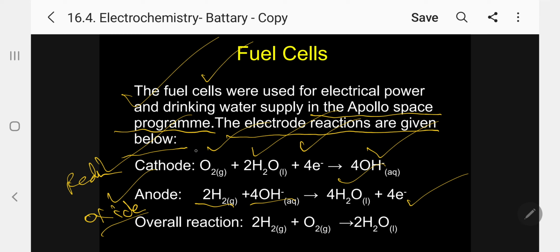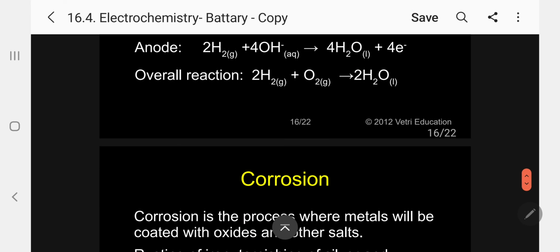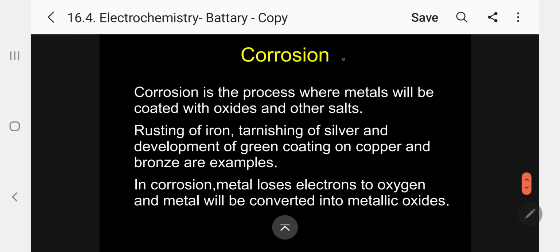So we are using oxygen, we are using hydrogen. The final product is water. So 2 moles of hydrogen to 1 mole of oxygen produce water. So water we can produce by this fuel cell. It is the most important reaction. Kindly follow. So let me go to corrosion finally.